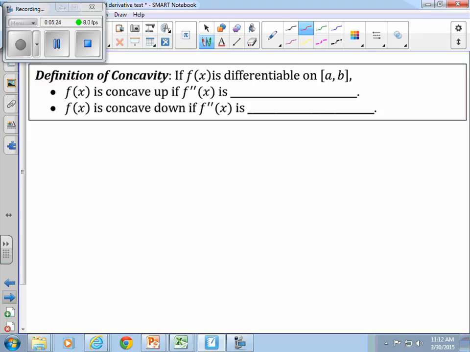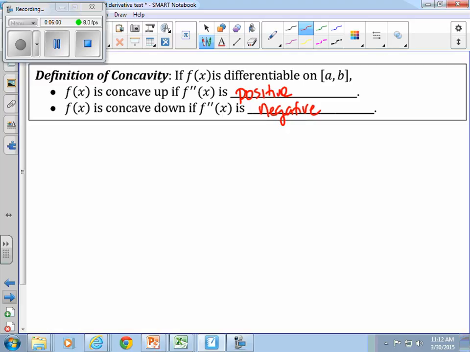If f of x is concave up, then f double prime is positive, not increasing, positive. F prime would be increasing. And if f of x is concave down, f double prime would be negative. Second definition of concavity.